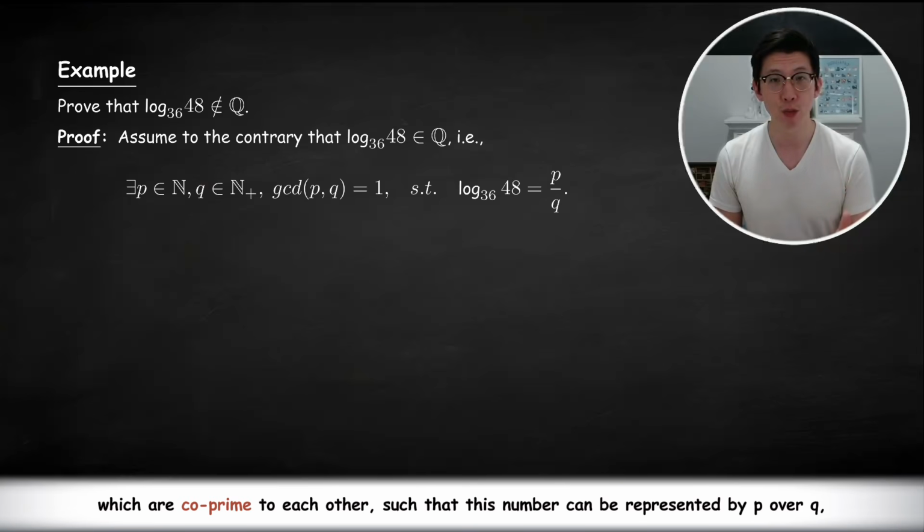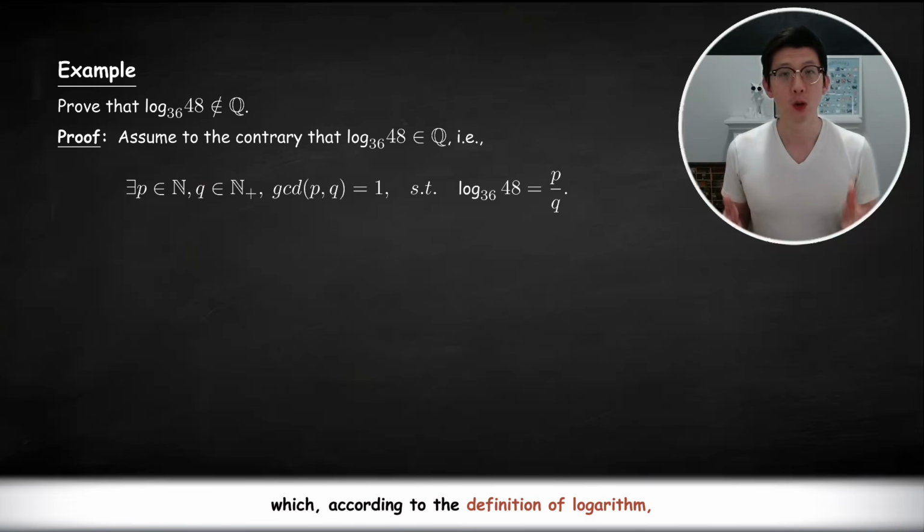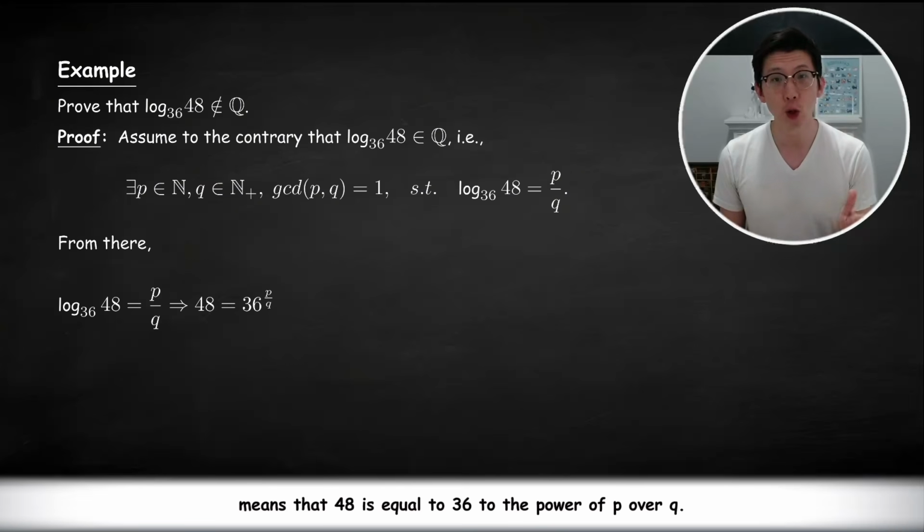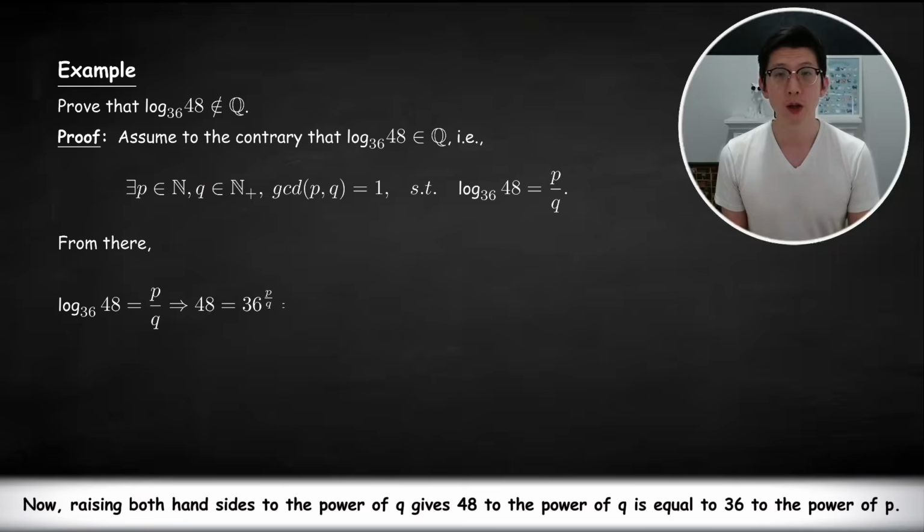this number can be represented by p over q, which, according to the definition of logarithm, means that 48 is equal to 36 to the power of p over q. Now, raising both hand sides to the power of q gives 48 to the power of q is equal to 36 to the power of p.